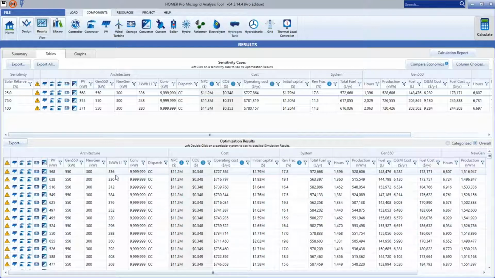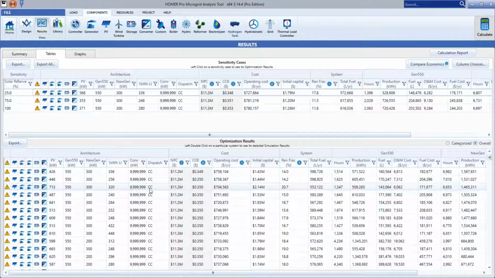So instead of using 336, you can go down to a smaller system, maybe a little over 200. But your cost of energy will not really change that much. But at least you know the range of capacity you can play with.